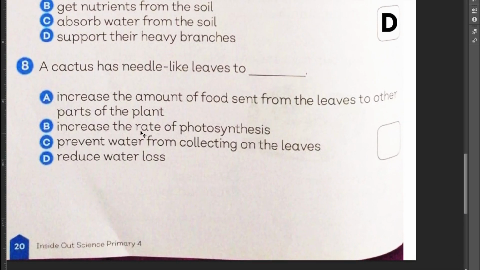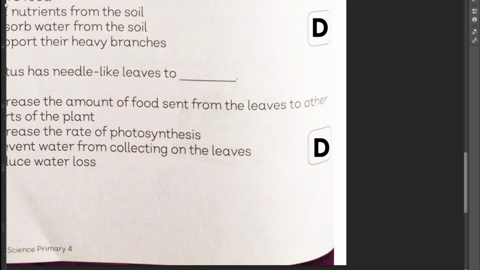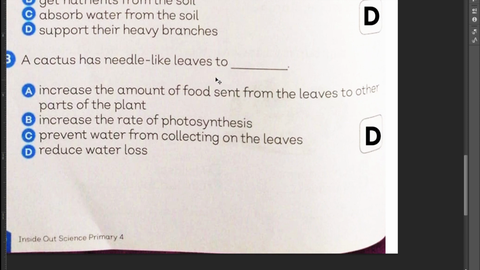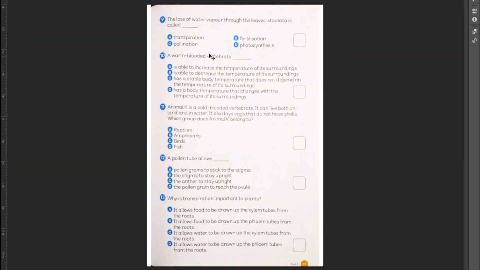Number 8. A cactus has needle-like leaves to blank. A, increase the amount of food sent from the leaves to other parts of the plant. Letter B, increase the rate of photosynthesis. Letter C, prevent water from collecting on the leaves. Or letter D, reduce water loss. So that would be letter D. That's it for page 20. Let's now go to page 21.